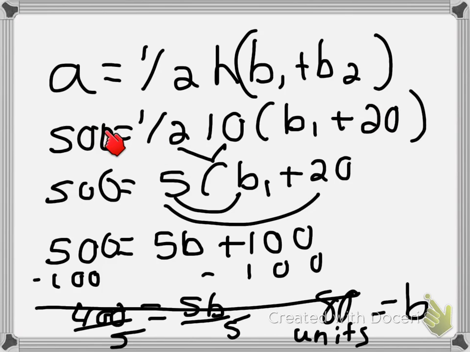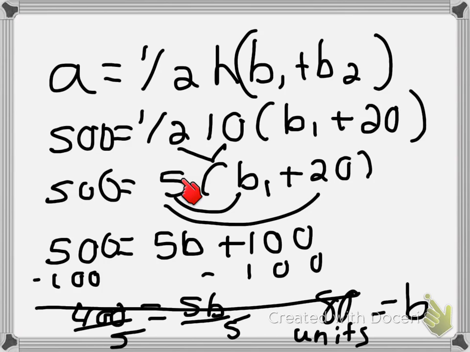Alrighty then, let's do some simplifying. Can't really do much to the 500. I can do something with this. I can multiply. What is 1/2 times 10? It is 5. Okay, can't really do much with this, so I bring down 5 times base 1 plus 20. Oops, I forgot my parentheses.